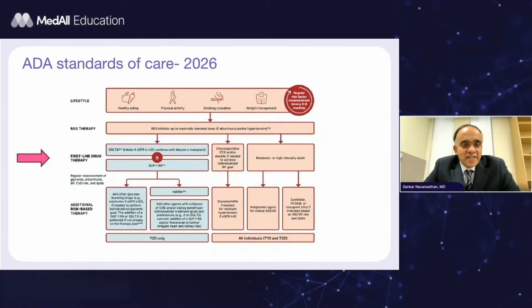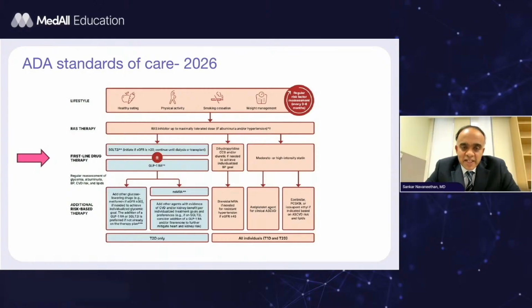The most recent ADA standards of care, the 2026, have updated, and of course, they do have access to the most recent FLOW-CKD data. The current recommendation is again creating the pillars of care based on the lifestyle modifications. After that, add RAS inhibitors. Then the options are either depending on what the individual patient profile looks like.